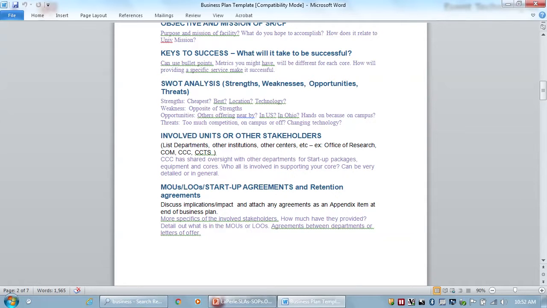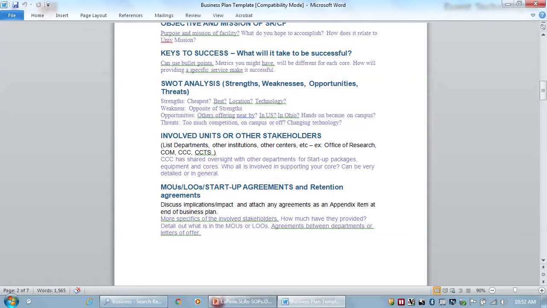The CCTS has shared oversight with other departments for startup packages and equipment and cores. Our proteomics core is actually housed in the Office of Research, but we have joint oversight. So when we're talking about a business plan for proteomics, we need to talk about our relationship with the Office of Research or the College of Medicine. And who else is involved in supporting your core? If it's only a Department of Pathology core, you'll want to list that here. But the Department of Pathology falls under the College of Medicine. So how do they fit into your operations?